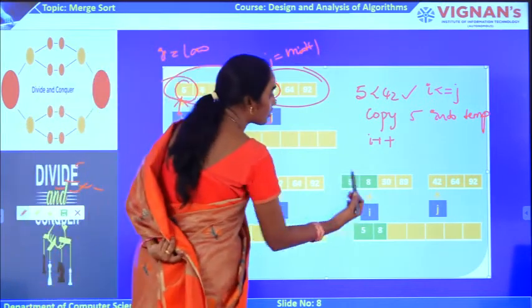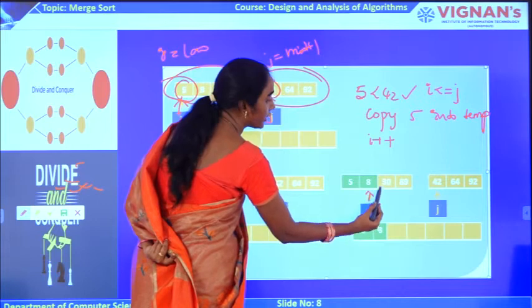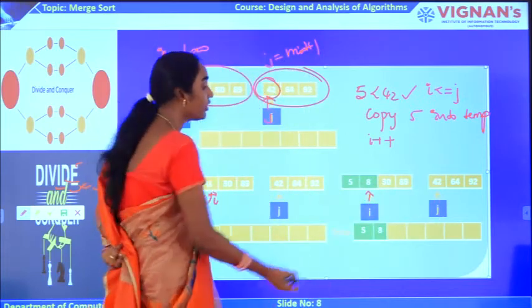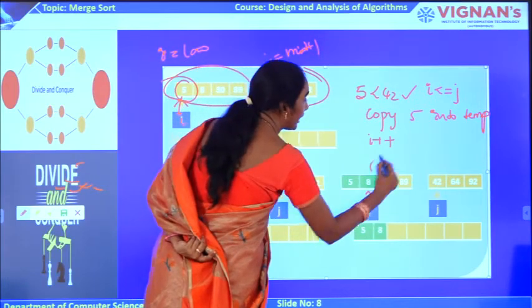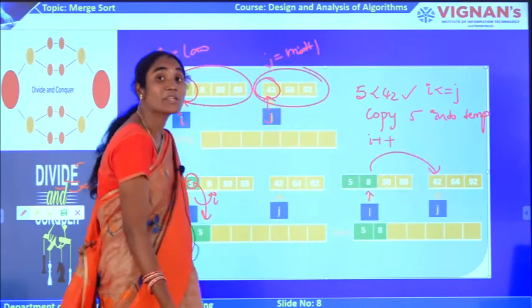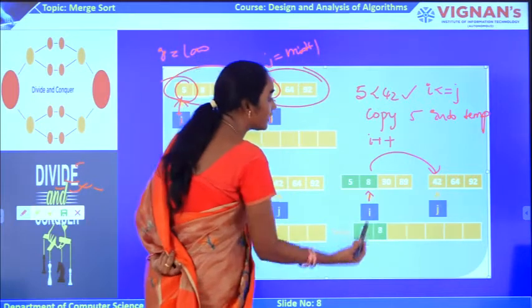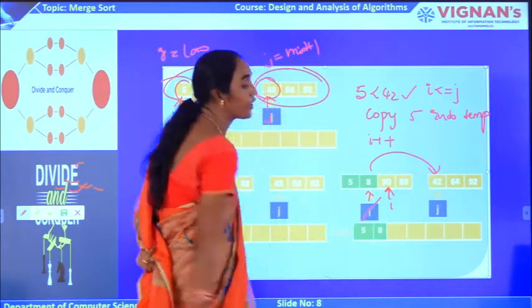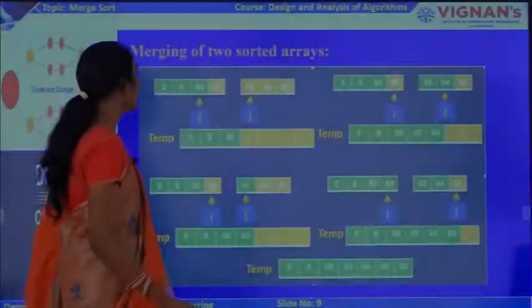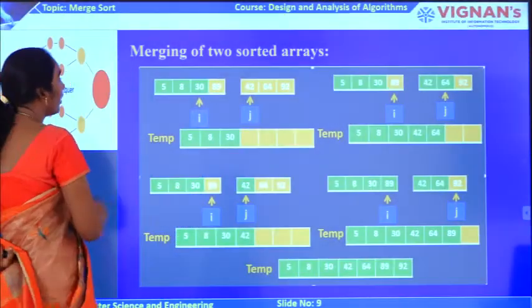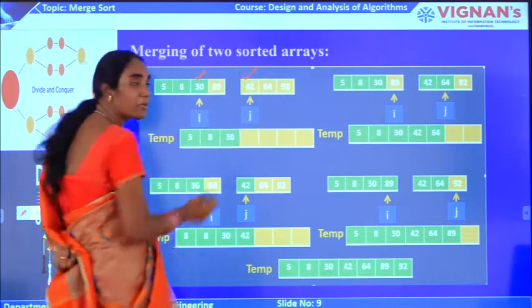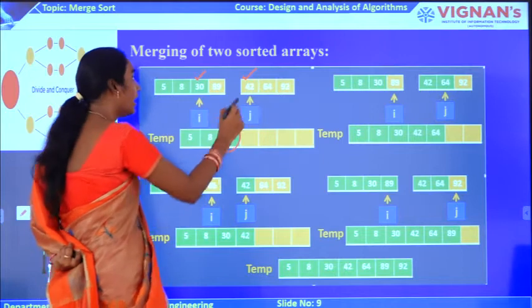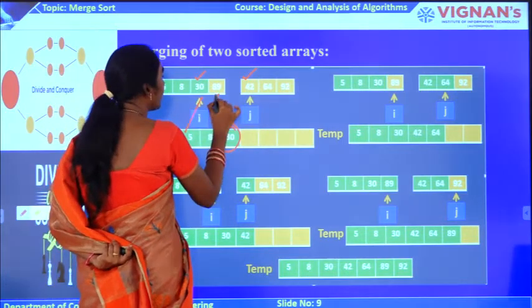So now it is shown here. So now i is pointing to 8. Now j remains the same because j is not copied anywhere, right? So now 8 and 42 get compared. So out of this 8 and 42, which one is the minimum? 8 is the minimum one. So 8 I will copy and now i will be pointing to 30 and j will be pointing to 42. Now again 30 and 42, right? Out of this 30 and 42, which one is the minimum one? 30 is the minimum one. So 30 I am going to copy over here and now i will be pointing to here.